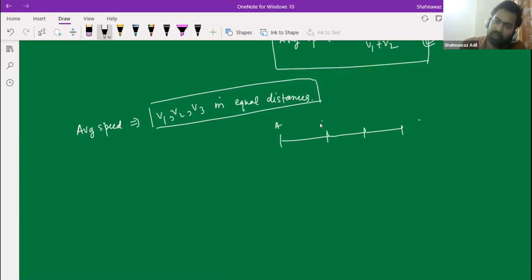So A, B, C, D. This is V1, V2, V3. Distances are the same: X, X, X. Times are different. Quickly do this one, and we have to do a couple of questions.